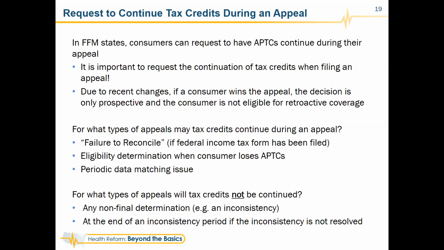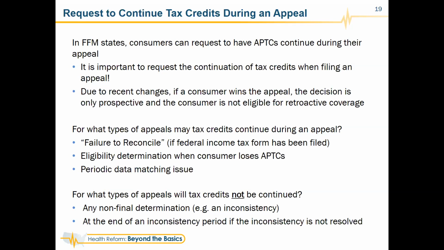It is really, really critical to do that when filing the appeal. It's very hard to do that once that appeal is started and once your tax credits have been shut off. There are only certain situations when individuals can ask for tax credits to continue during an appeal. We list these in the bullets on this page. So failure to reconcile, eligibility determination when a consumer completely loses tax credits, or a periodic data matching issue.